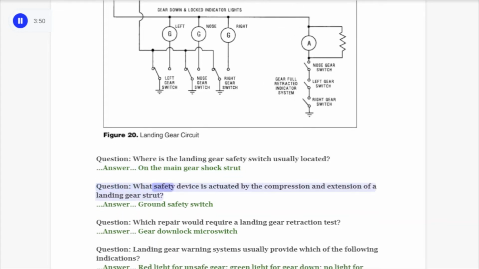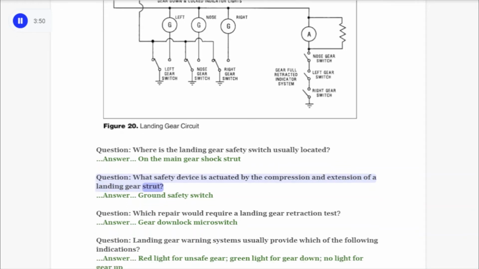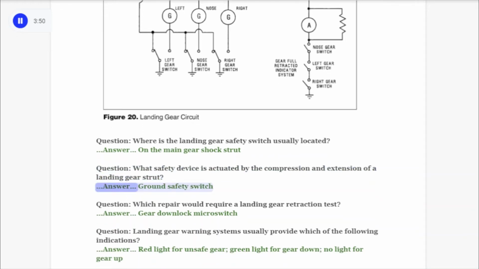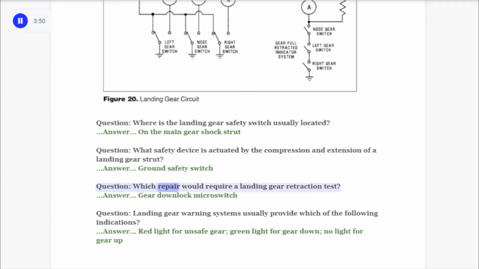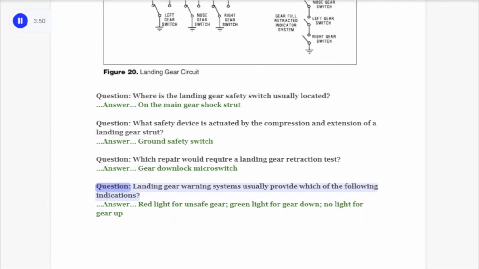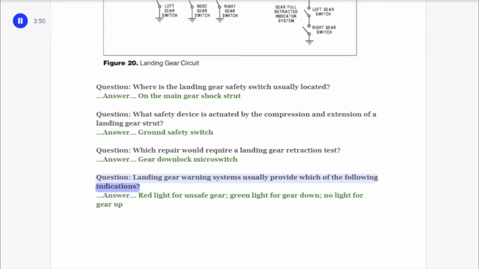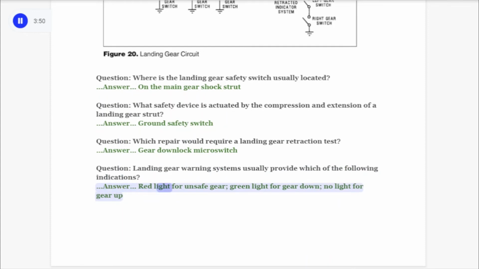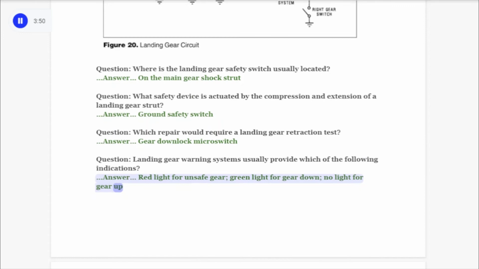Question, what safety device is actuated by the compression and extension of a landing gear strut? Answer: ground safety switch. Question, which repair would require a landing gear retraction test? Answer: gear down lock microswitch. Question, landing gear warning systems usually provide which of the following indications? Answer: red light for unsafe gear, green light for gear down, no light for gear up.